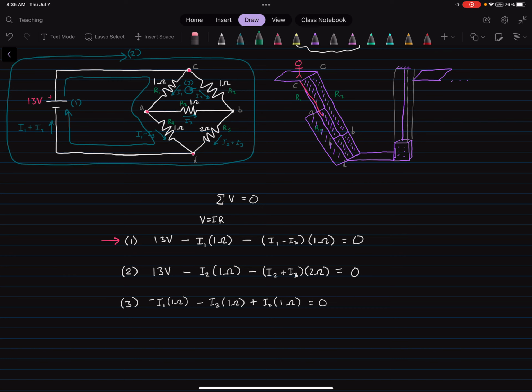And that would be for R4. And this is R5. This is also R5. And this one got covered up. But this is R3.